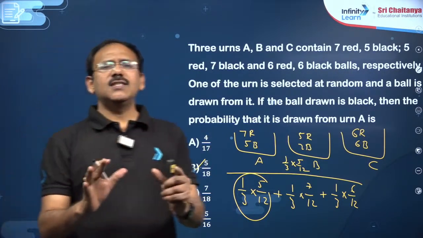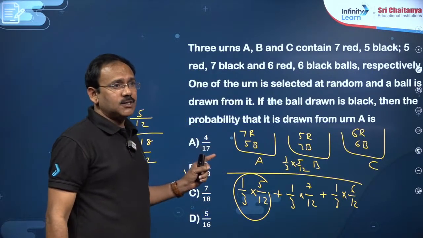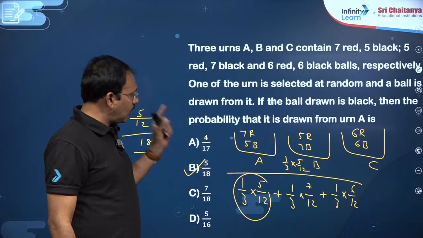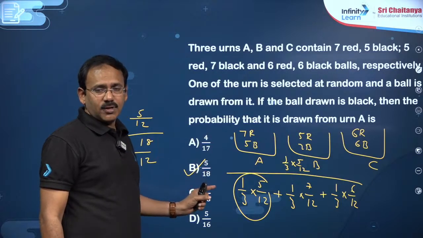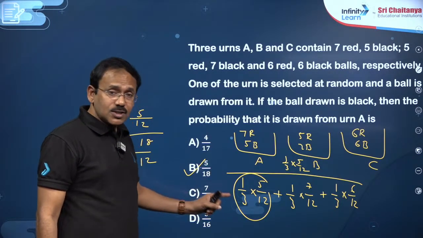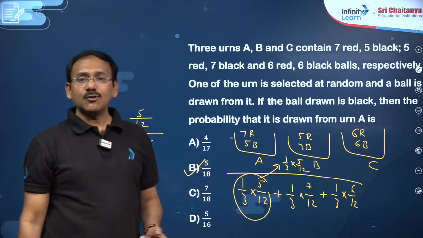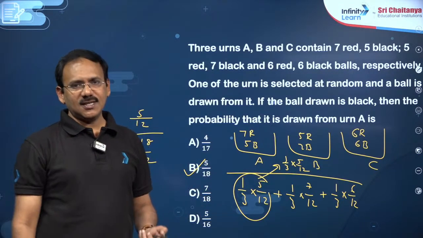It's very easy to attempt the question from Bayes theorem, my dear friends. You just take all possible cases here in the denominator, which is what we call total probability theorem related. From which you want whatever the case you want from urn A, that you write in the numerator. That's it, dear students.